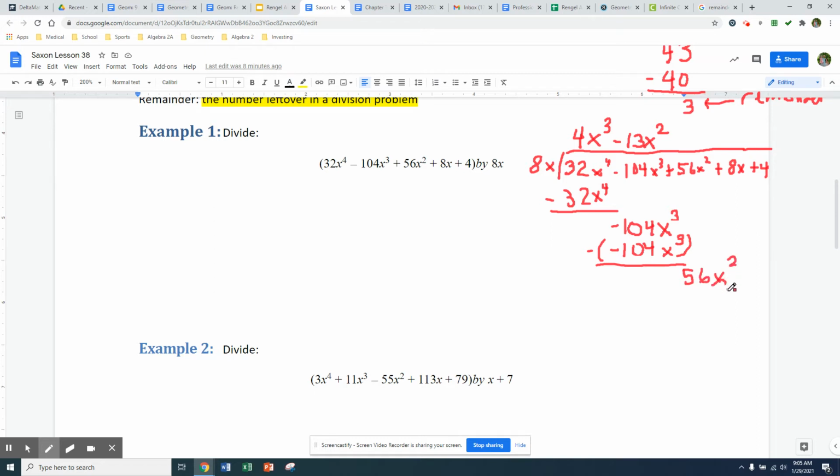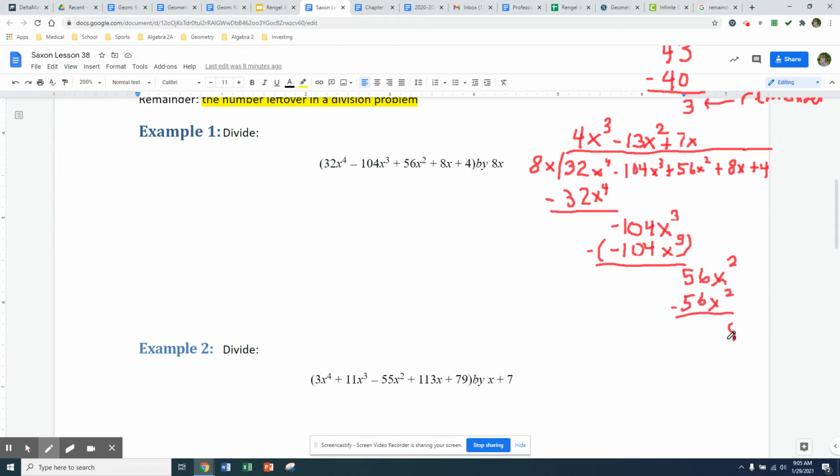And multiply 8 to get to 56. That's going to be a plus 7, because 7 times 8 is 56. And then multiply x to get to x squared. That would be an x. So 7x times 8x is going to be 56x squared. And subtract that out. We'll get that to be 0.